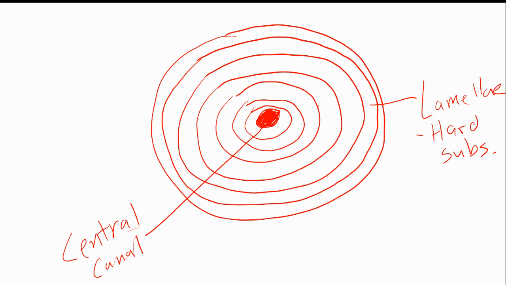Now, throughout this, I could have hundreds of these little spaces where I have the cells living. Now, each of these spaces, remember we call these lacuna or lacunae. I'll draw a couple more, then I'll label one of them. Okay, so this is a lacunae.